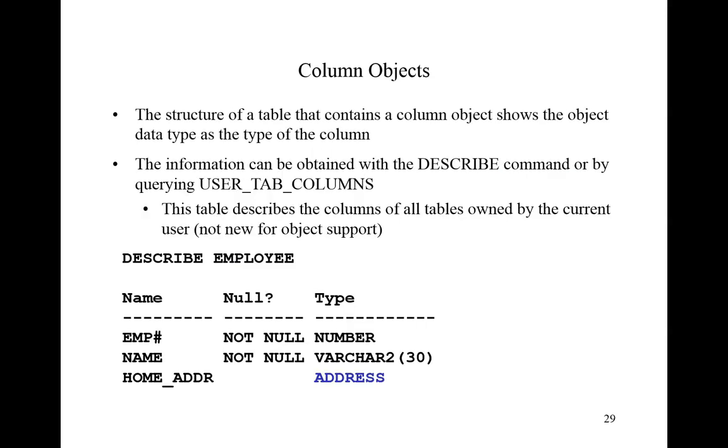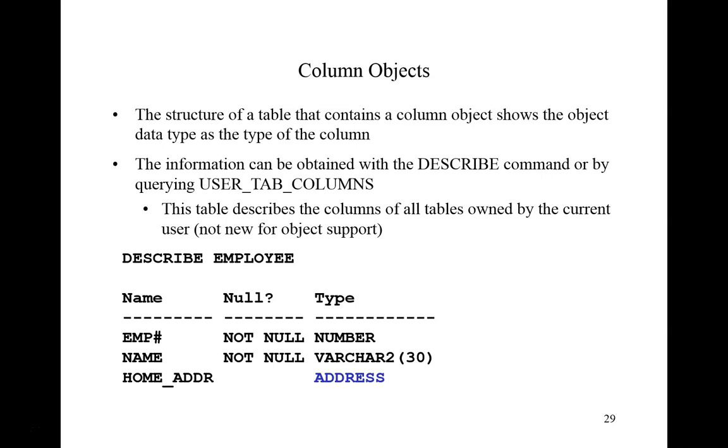Using the describe command, we can access some of the metadata about the table. The structure that is revealed through this command shows in our example that the object type used for a column object appears as the data type of that column. Rather than use the describe command, we could construct our own query against UserTabColumns. This table describes the columns of all tables owned by the current user.